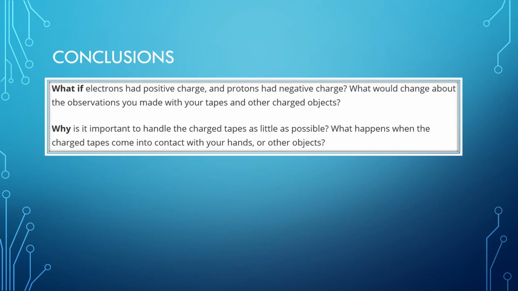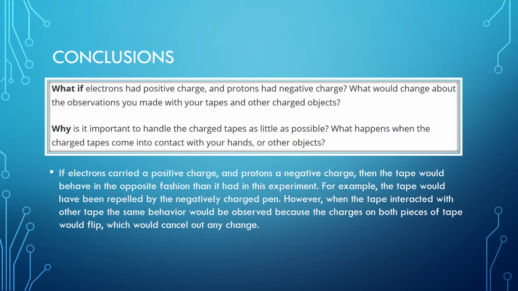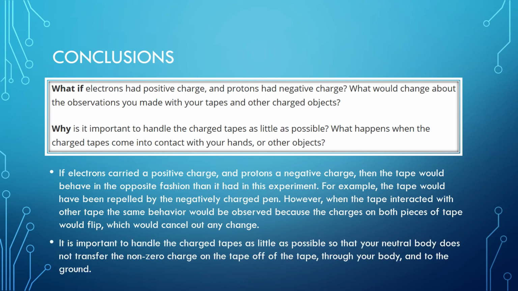To conclude, let's answer a couple of questions. Firstly, if electrons carried a positive charge, the results of the experiment would be flipped, all except for when two pieces of tape interacted with each other. And it's important to handle the charged tape as little as possible so that your neutral body does not transfer the non-zero charge of the tape off of the tape through your body into the ground.